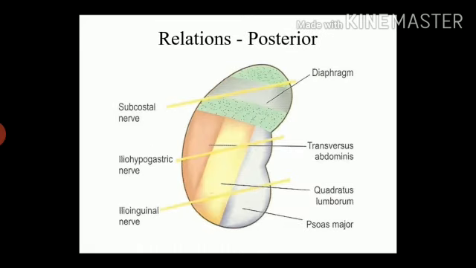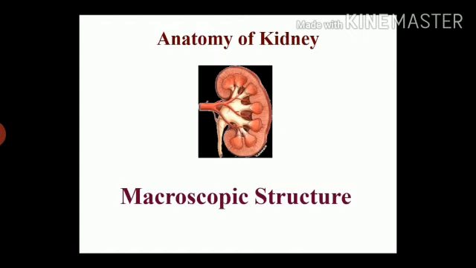What about the posterior side? The yellow markings are nothing but the nerves, which are the subcostal nerve, iliohypogastric nerve and ilioinguinal nerve. Toward the superior side the diaphragm lies, and toward the inferior side transverse abdominis, quadratus lumborum and psoas major. These are the abdominal muscles which lie at the posterior side of the kidney.